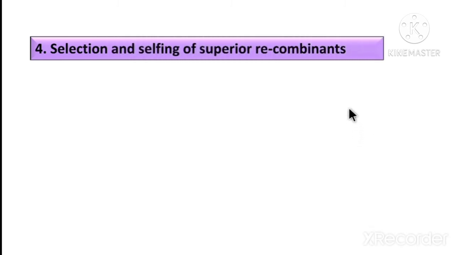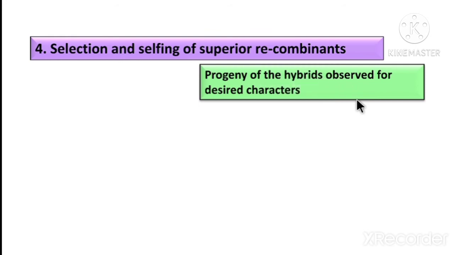The fourth step is called selection and selfing of superior recombinants. So now we have produced recombinants by crossing two parents with desirable characters. So what are we going to do now? We want those desirable characters only to flourish in the future generation. So we will not allow the hybrid to undergo cross pollination, we will allow it to undergo self pollination.